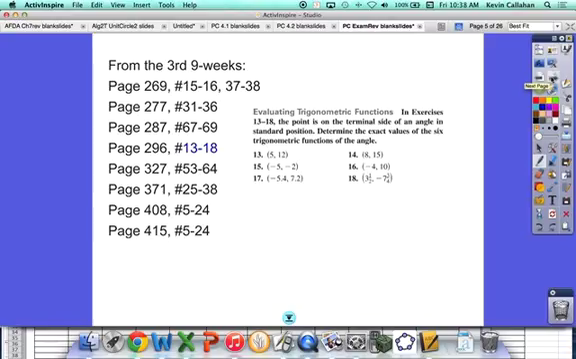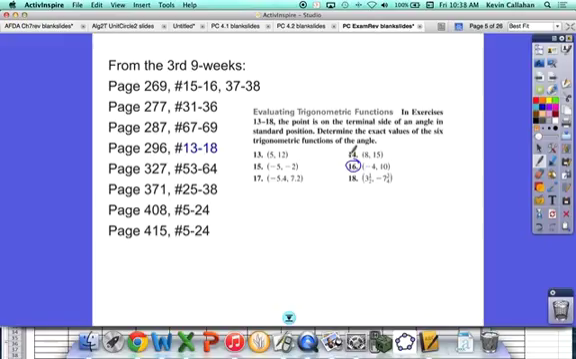This point is on the terminal side of an angle in standard position. Determine the exact values of the 6 trig functions. So let's take one, let's say we'll do this one right here, 16.